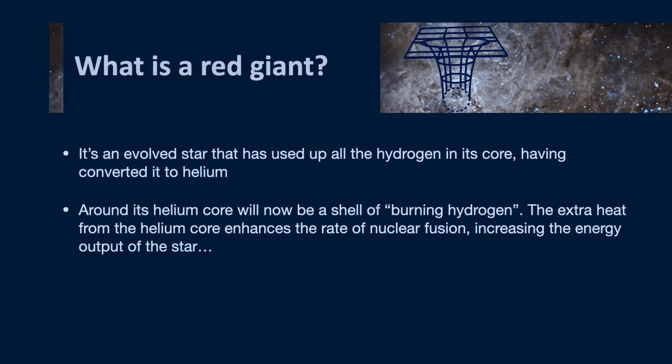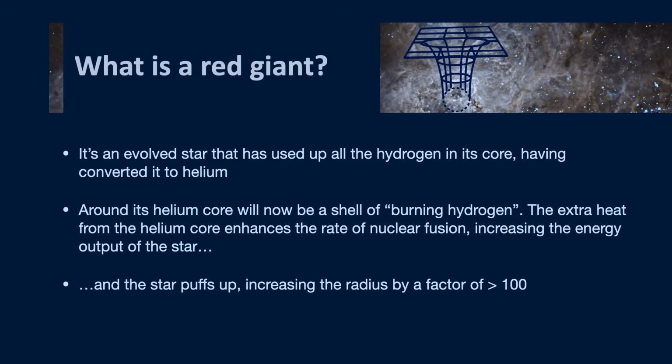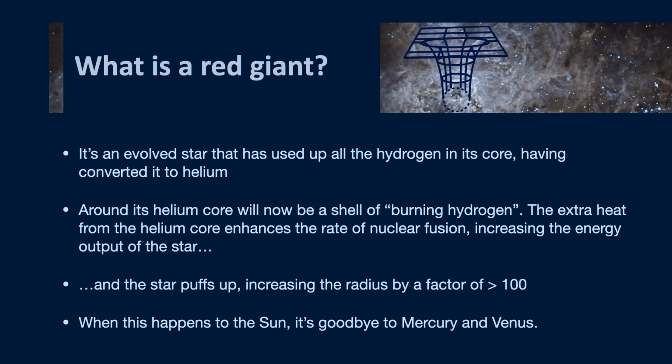Now that we've got a shell burning, meaning fusing, outside the helium core, the extra heat from that collapsed helium core will enhance the fusion of hydrogen in that outer shell. Because that process increases, a lot more energy is given off, and the star will expand and get bigger. It'll actually get a little bit cooler in the process as it puffs up, but the radius will increase by something like a factor of 100. When this happens to our sun, it is goodbye to Mercury and it is goodbye to Venus.